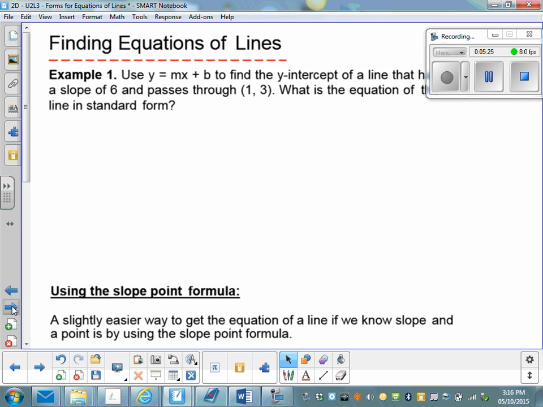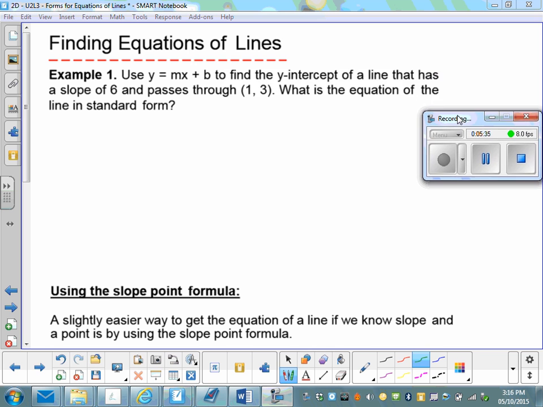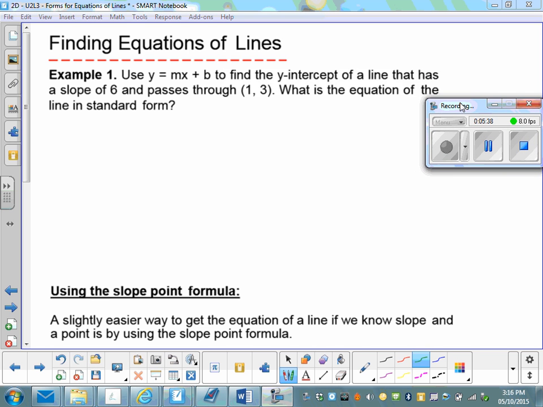So now we're going to take a look at this example here, where we're trying to find the equations of lines given some information. So we're going to use y equals mx plus b to find the y-intercept of a line that has a slope of 6 and passes through 1, 3. So I'm going to write down y equals mx plus b because that's what I'm using to help find this. And here's what I know right now. If the slope is 6, that means that m equals 6.